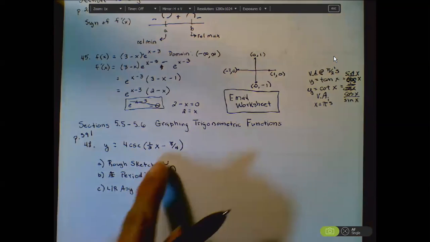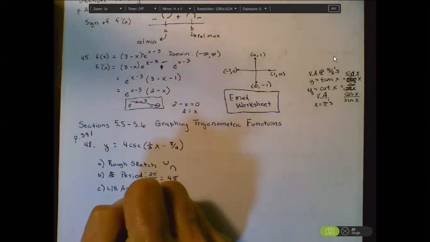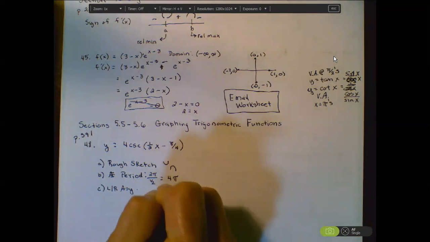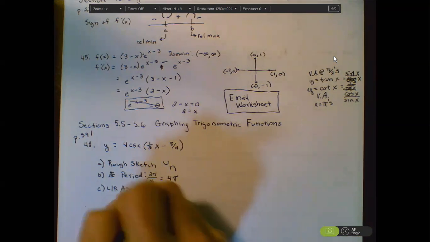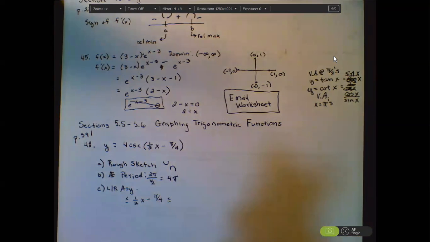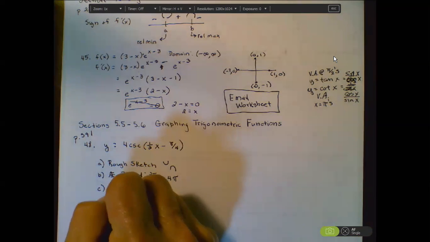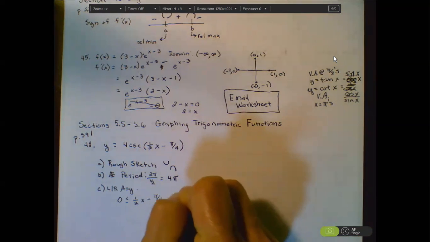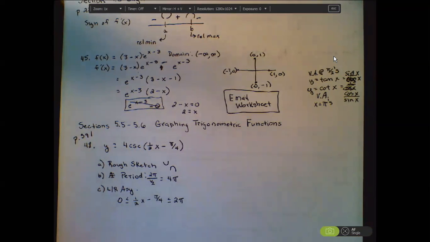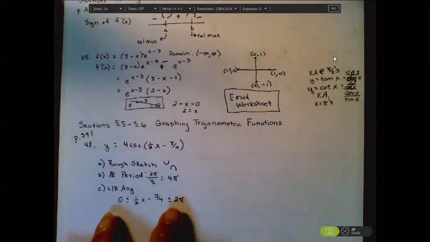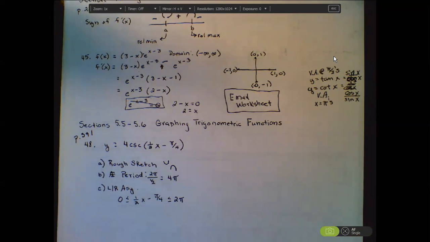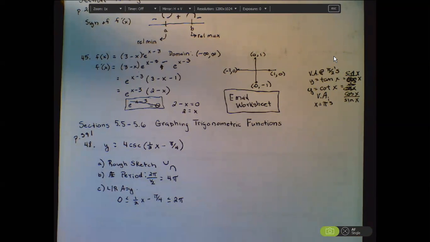So I would take this argument and set it between 0 and 2 pi, because those are what we use for the left and right vertical asymptotes in one period of cosecant that hasn't been shifted. So I solve that inequality.